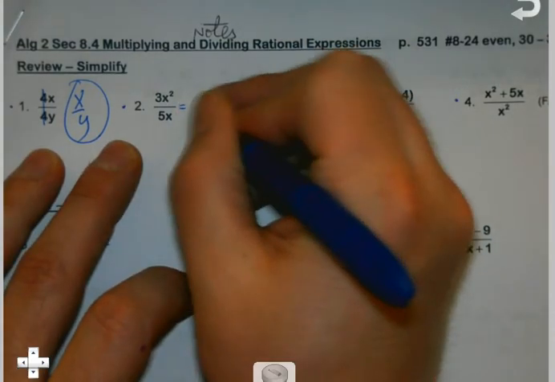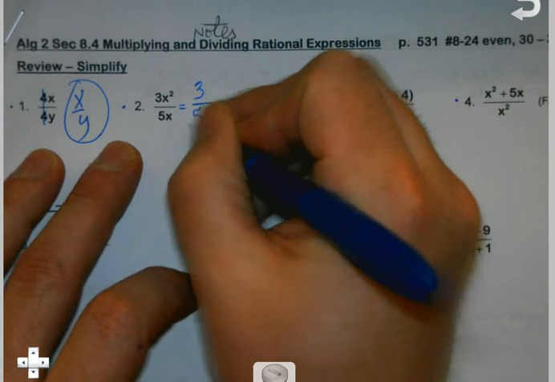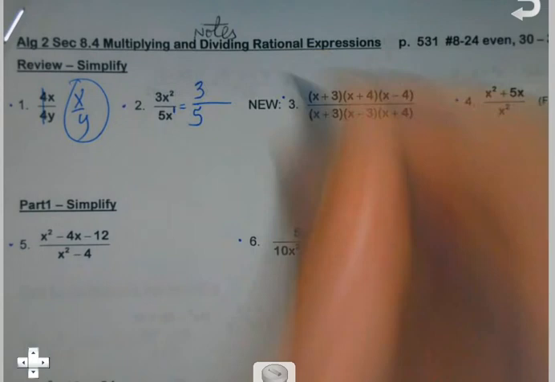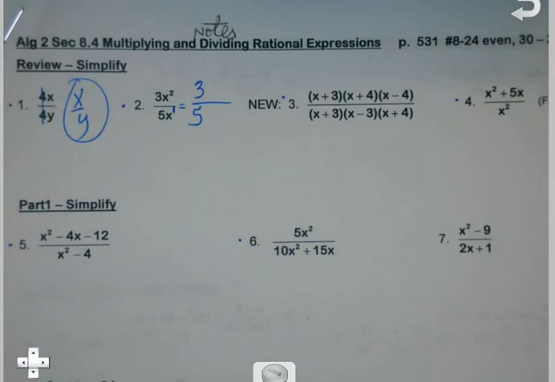For instance, okay, 3 and 5, none of that. That doesn't break down at all. I just got to leave that alone. But I have exponent rules to play with on the x's. So what do I do with exponents when I'm dividing? We subtract them.